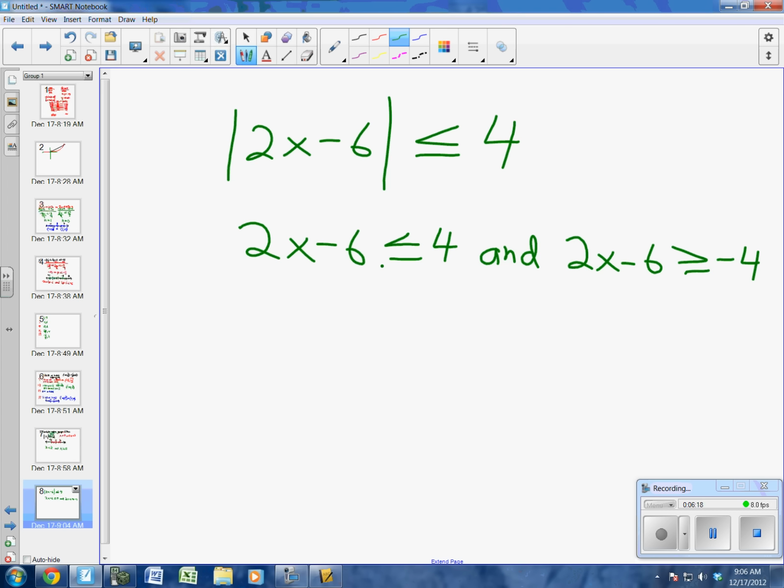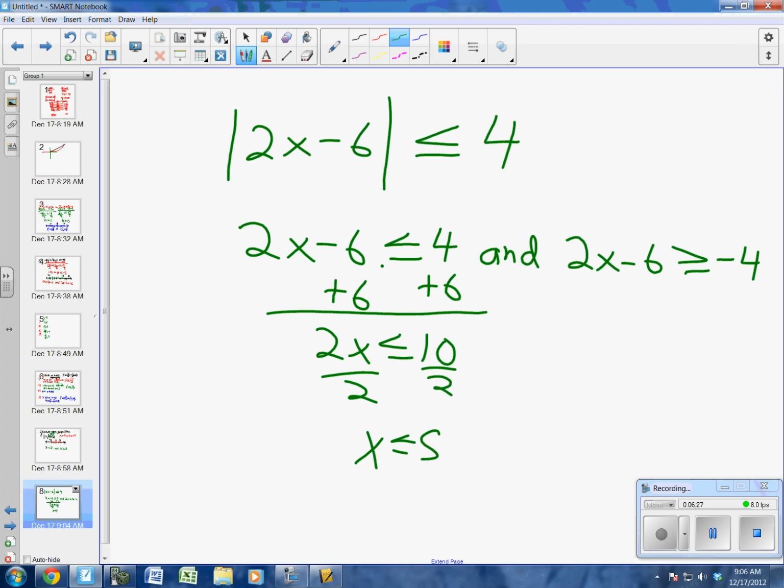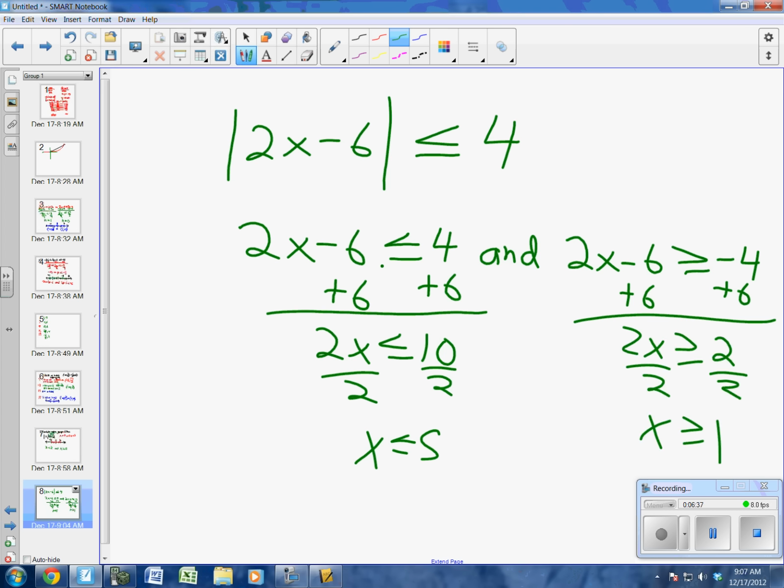What am I going to do to both sides? Add 6, and I'm going to get 2x is less than or equal to 10. Divide by 2, and I'm going to get x is less than or equal to 5, right? Over here, add 6, I'm going to get 2x is greater than or equal to 2. Divide by 2, and I'm going to get x is greater than or equal to 1. I did that fast because we've already done those.